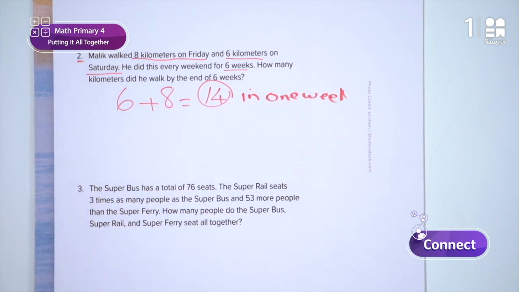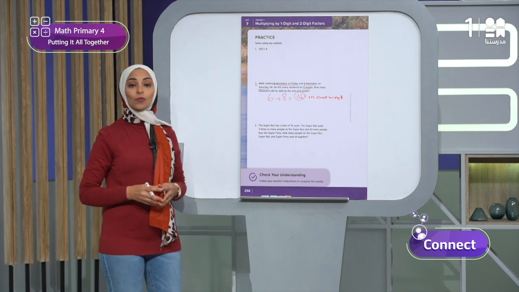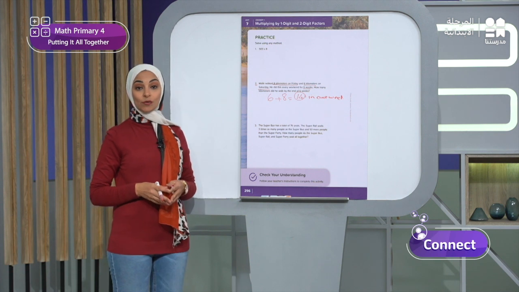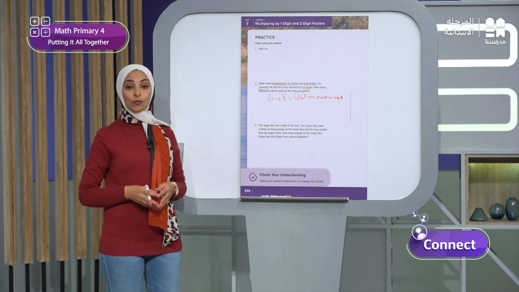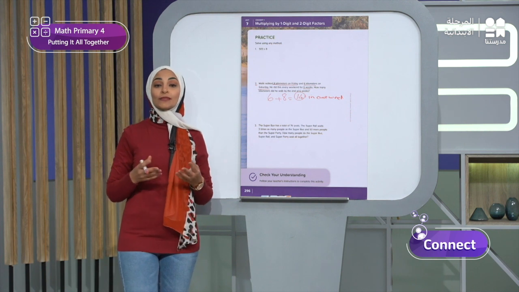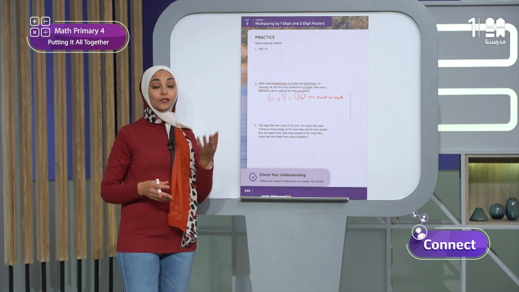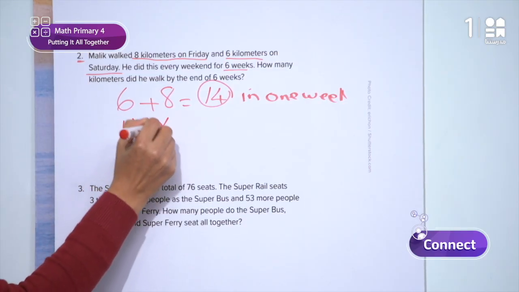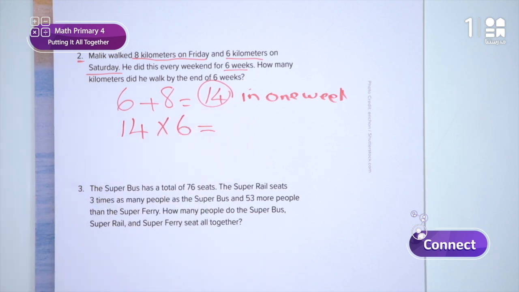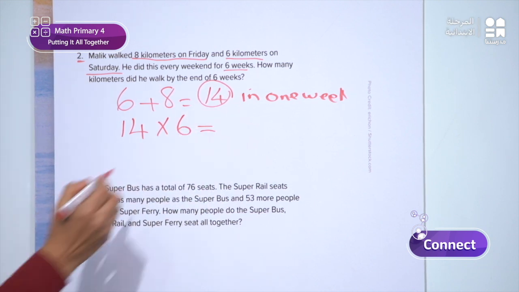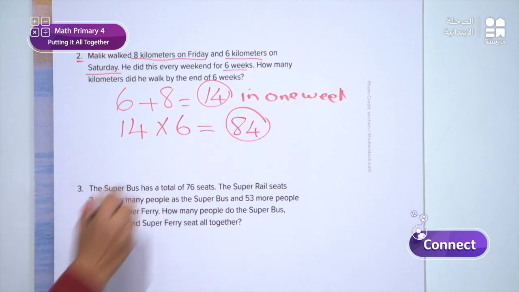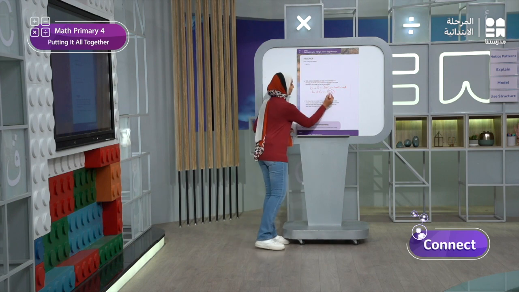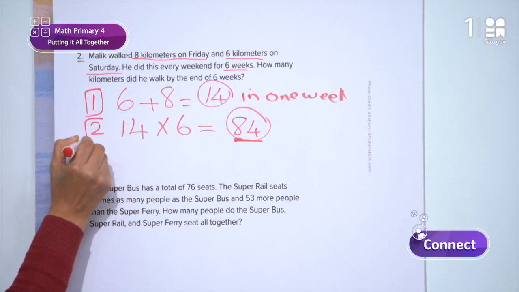Okay. Then what should I do? In the second step I will find the distance Malik walks if he repeats this for 6 weeks. To find this distance, what will I do? I will multiply, of course, 14 times 6. Let's do it. So this is the second step: I will multiply 14 times 6. Hey, 14 times 6 equals what? Of course 84 kilometers. Okay. And this is the final answer for me. This is the first step and this is the second step.